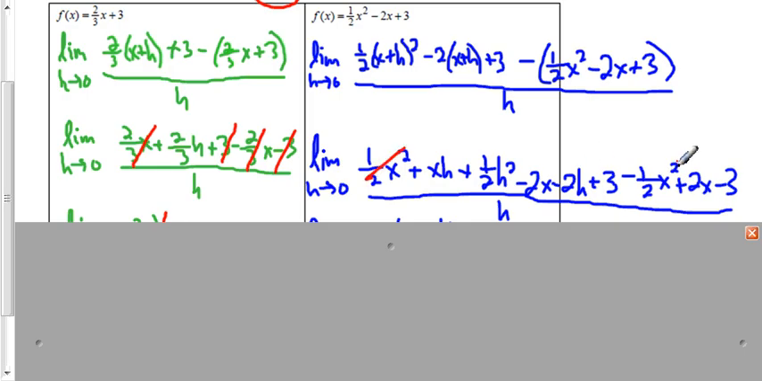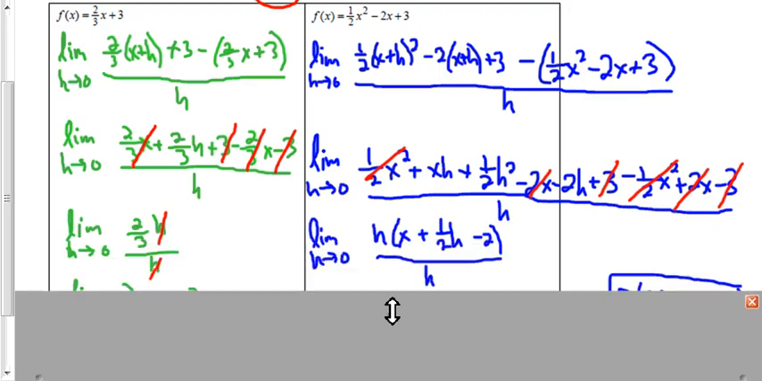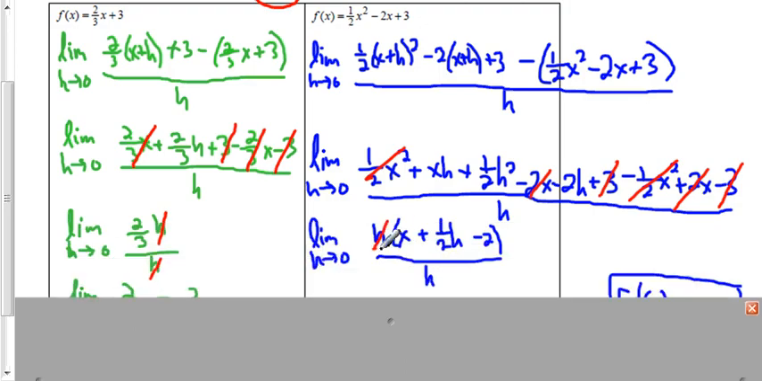But we see, hey, 1/2 x squared cancels out with -1/2 x squared. What else? Negative 2x cancels out with positive 2x. 3 cancels out with negative 3. So I have these three terms, xh plus 1/2 h squared minus 2h. I notice that each term has an h in it, so I'm going to factor that out, which is great because then I'll be able to cancel that with the h in the denominator.